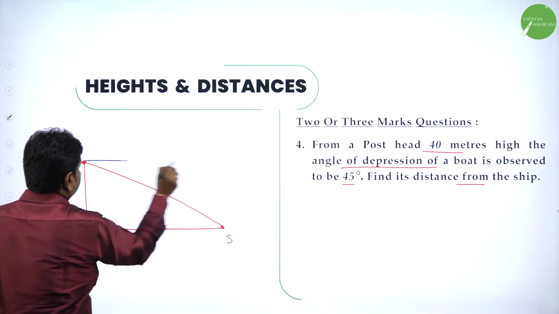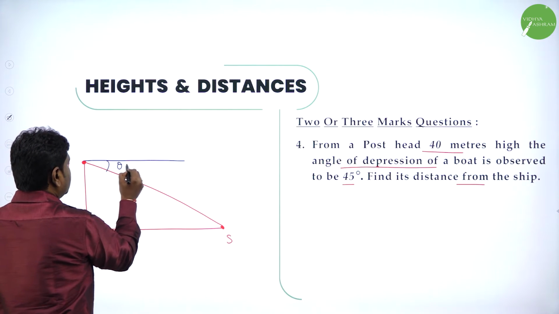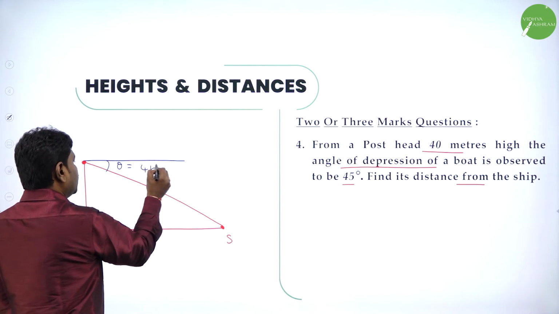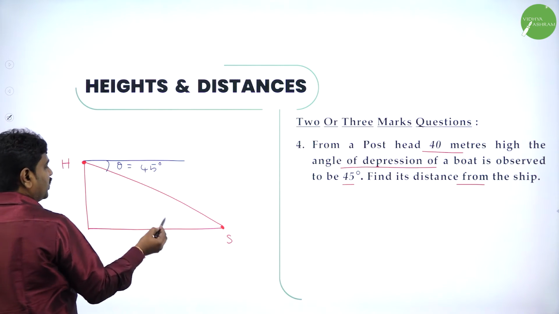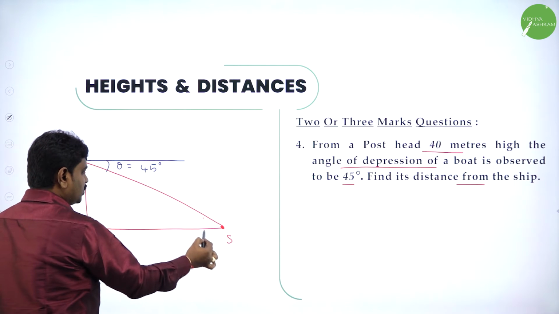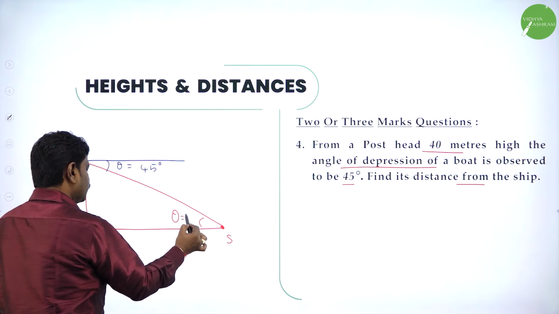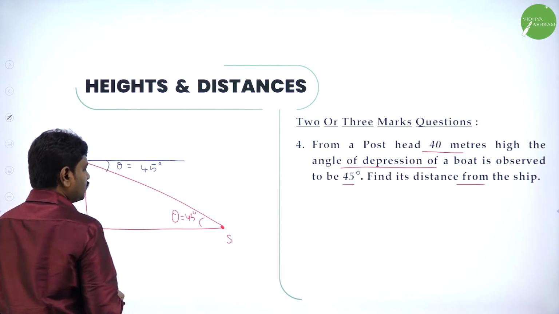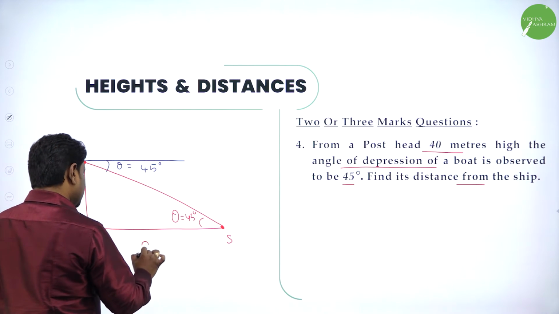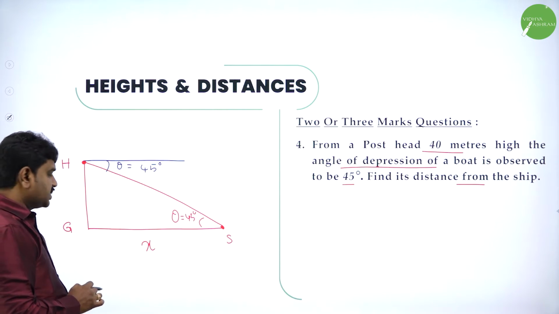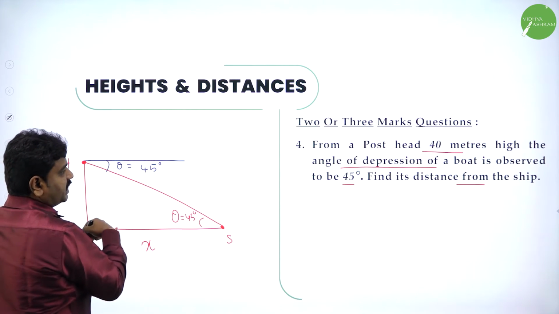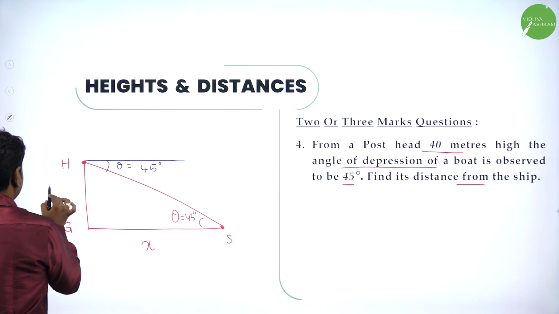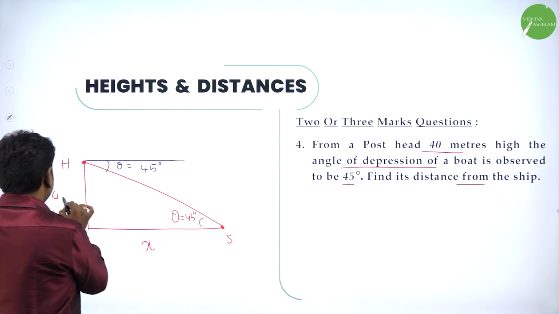So I'll draw horizontal. This is theta. This theta, angle of depression, how much do they give? 45 degrees. If this is 45 degrees, dear students, these two are parallel, alternate angles, so this should be 45 degrees. Now, distance of the ship, let x be the distance of the ship in the sea. And HG in my diagram is the post. And the post height, they told, is 40 meters.